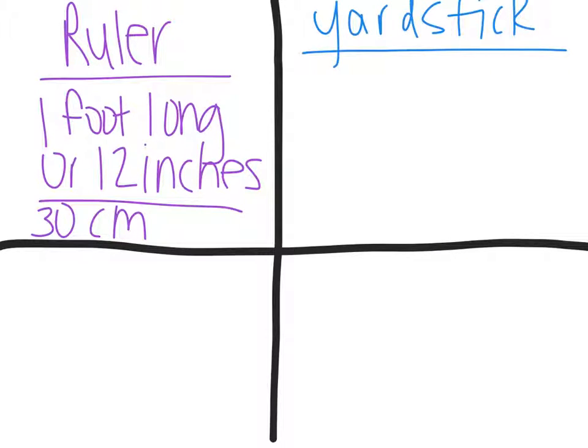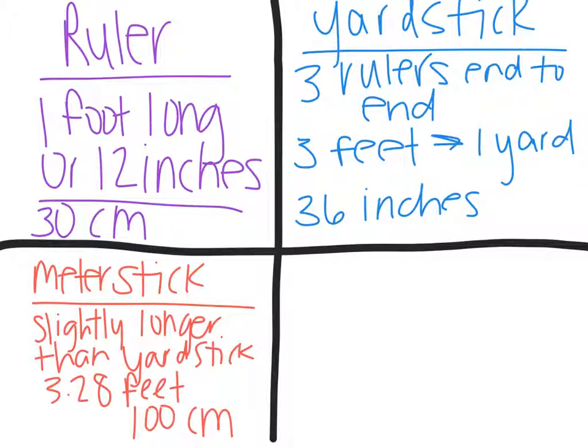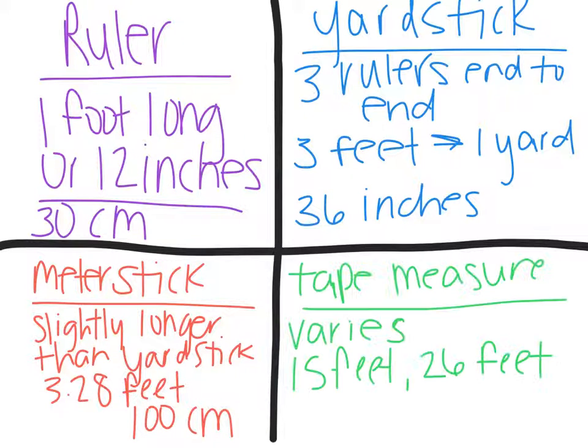Next we have our yardstick. Our yardstick is 3 rulers put end to end, which is equal to 3 feet, or 1 yard, and it is 36 inches long. Next we have our meter stick. Our meter stick is slightly longer than a yardstick. It's 3.28 feet, or 100 centimeters. We don't usually use feet to measure meter sticks. We use centimeters or meters because it's the metric system.